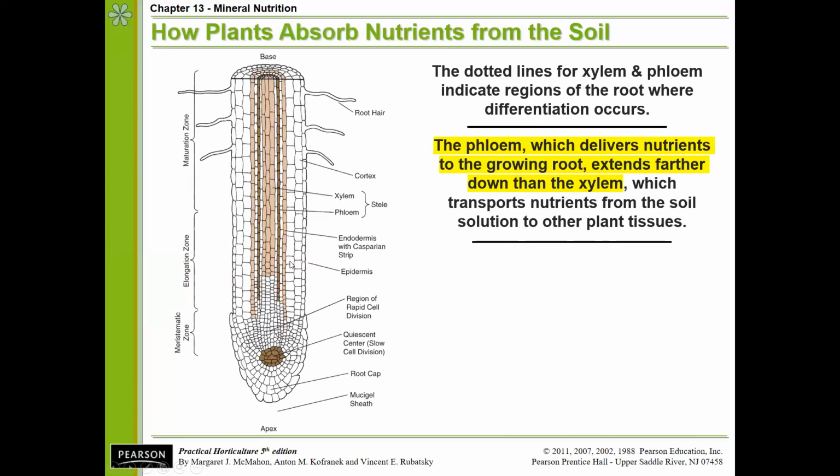So we're going to see these different lines showing our different uptake through the phloem and through the xylem. Notice that if we look at the phloem, it actually extends further than the xylem down through the growing root, because it has to transport nutrients from the leaves to the roots to be utilized in that meristematic zone. Whereas the xylem is moving water downwards as well, but it's more moving it upwards through the plant.